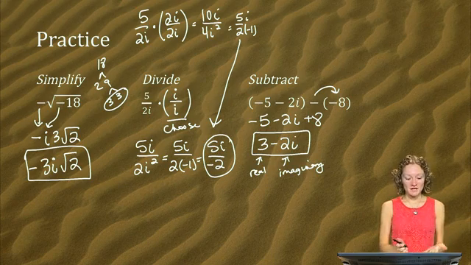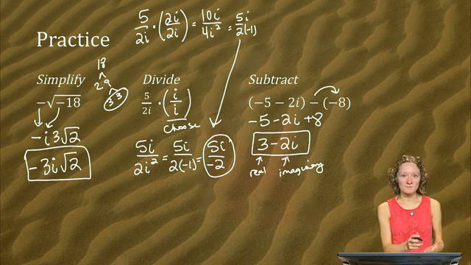Okay, so in this video we looked at simplifying and getting an I, and then all operations dealing with complex numbers: add, subtract, multiply, and divide, meaning ultimately the process of rationalizing.